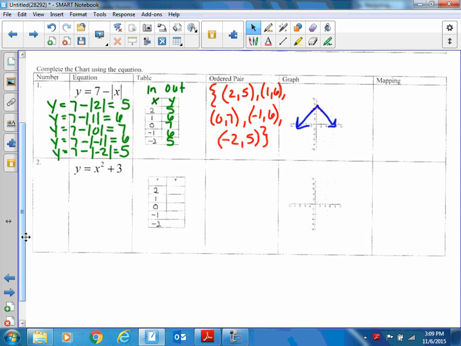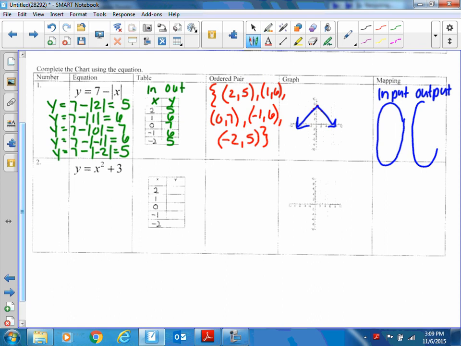Finally, we're going to put this into our mapping. So we're going to have our input and our output. I'm going to draw my ovals. And I'm going to take it right from my table. I have 2, 1, 0, -1, sorry, and -2. And then for my outputs, I have 5, 6, 7, 6, 5. But I only need to list those numbers once.